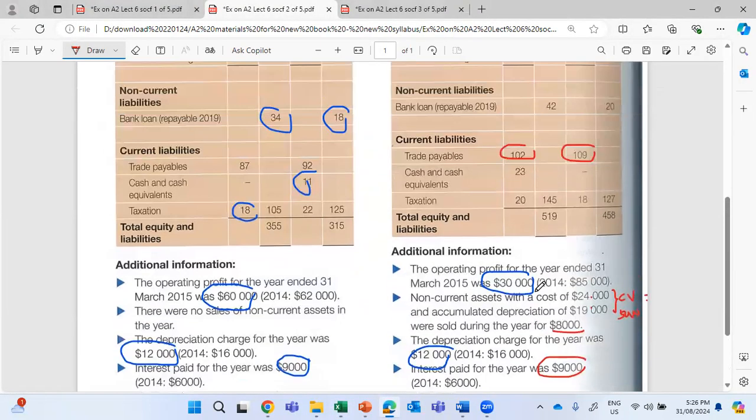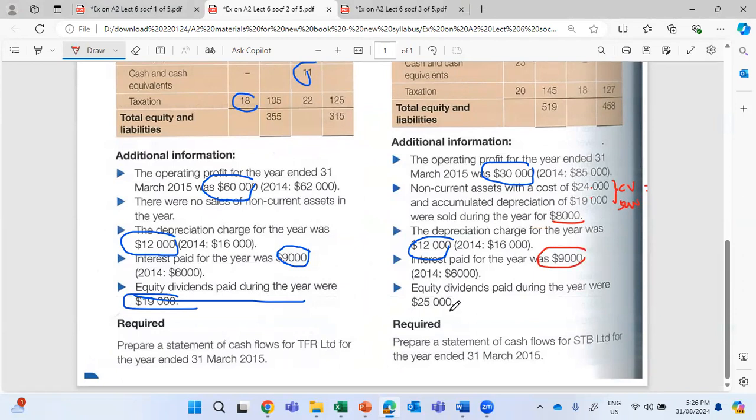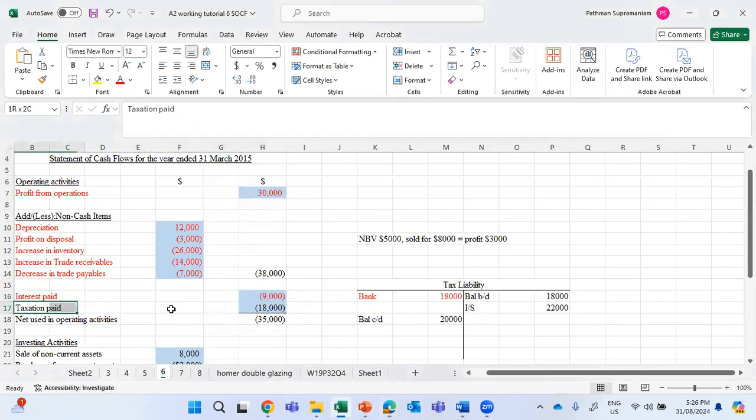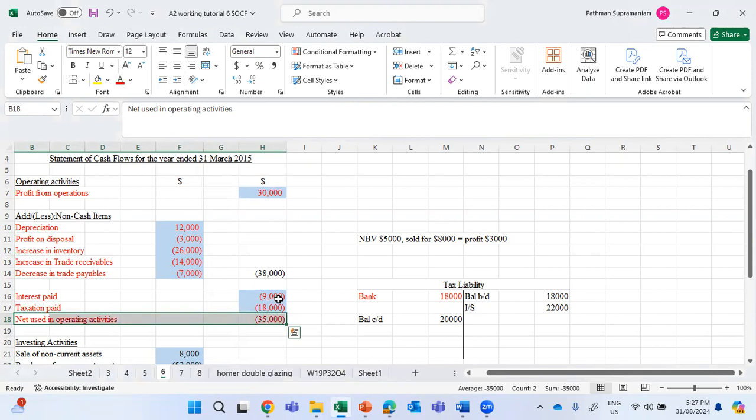Okay, taxation paid. You're not given the taxation charge for the year. So you're given opening balance and closing balance. So as I mentioned just now, what you're paying this year is the last year's tax. So 18,000. Since this figure is negative, we call it net used in operating activities.